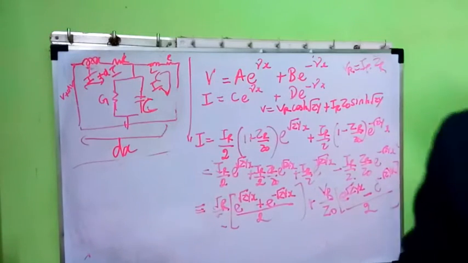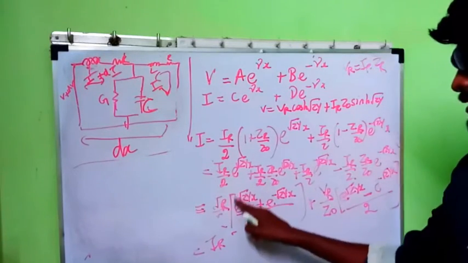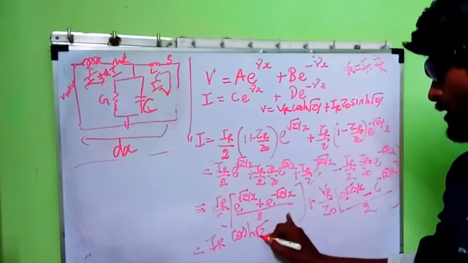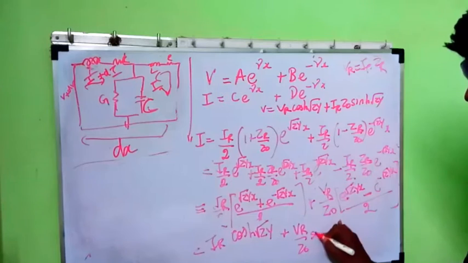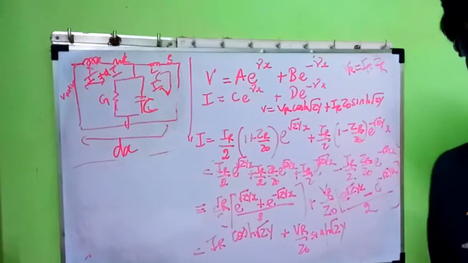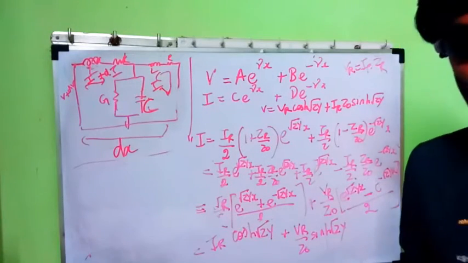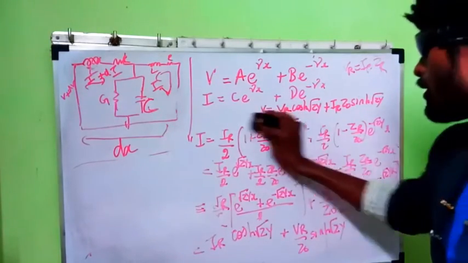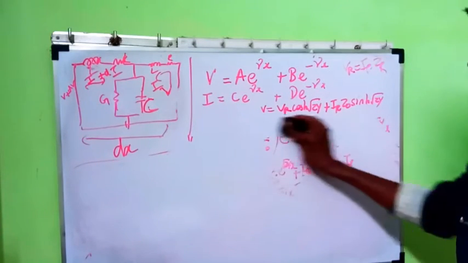Now look at this. What's this? Equal to IR into, so this is a cosh term, is it right? Cosh of root of ZY, and afterwards plus VR by Z naught sinh root of ZY. That's all. This is going to be a very simple one. Now we got the receiver side. Now I'm going for the sending side. This is the final. So I'm just rubbing off everything. I'm going to write the last term here.